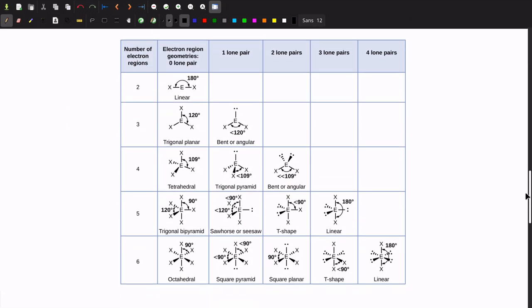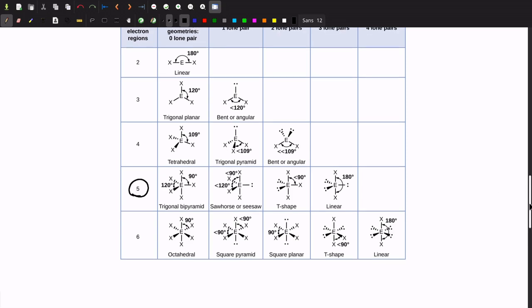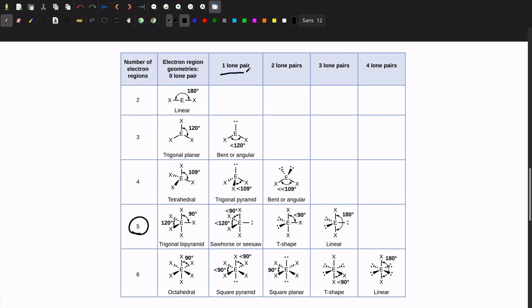We come down to our chart. We go to the steric number of 5. We want to come over to the column for 1 lone pair. And this is what we got here: sawhorse or seesaw. I never call it sawhorse. I always call it seesaw. This is kind of a funny little structure here. It's very key that this lone pair is being placed in this equatorial position here.